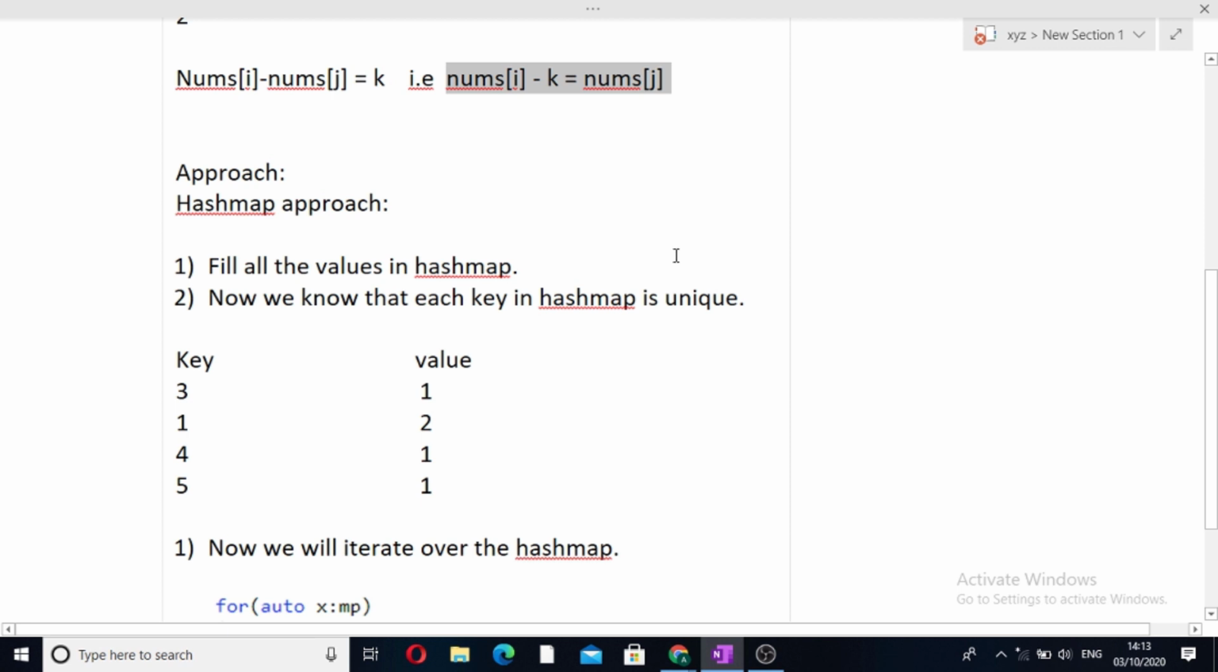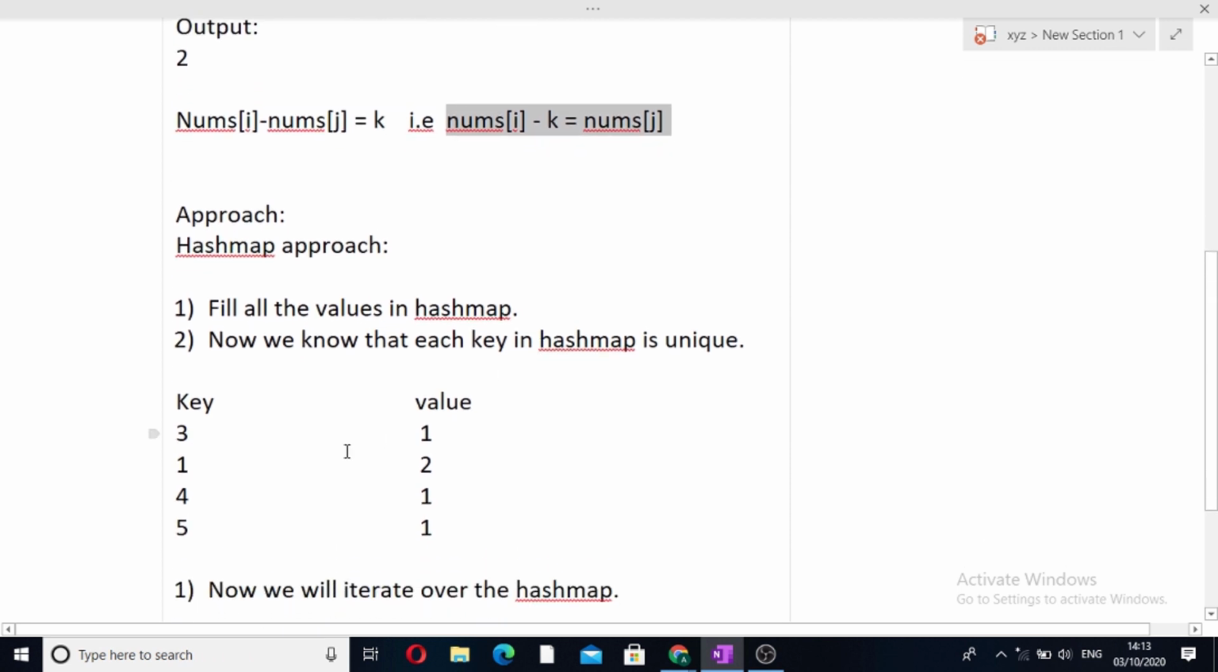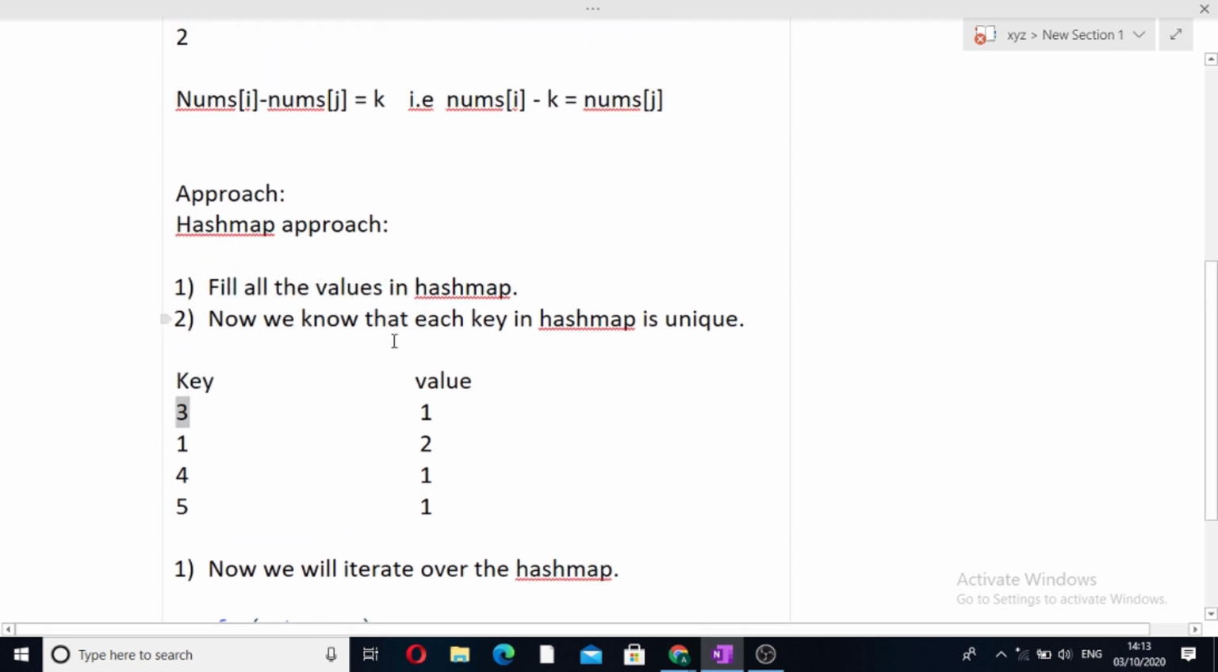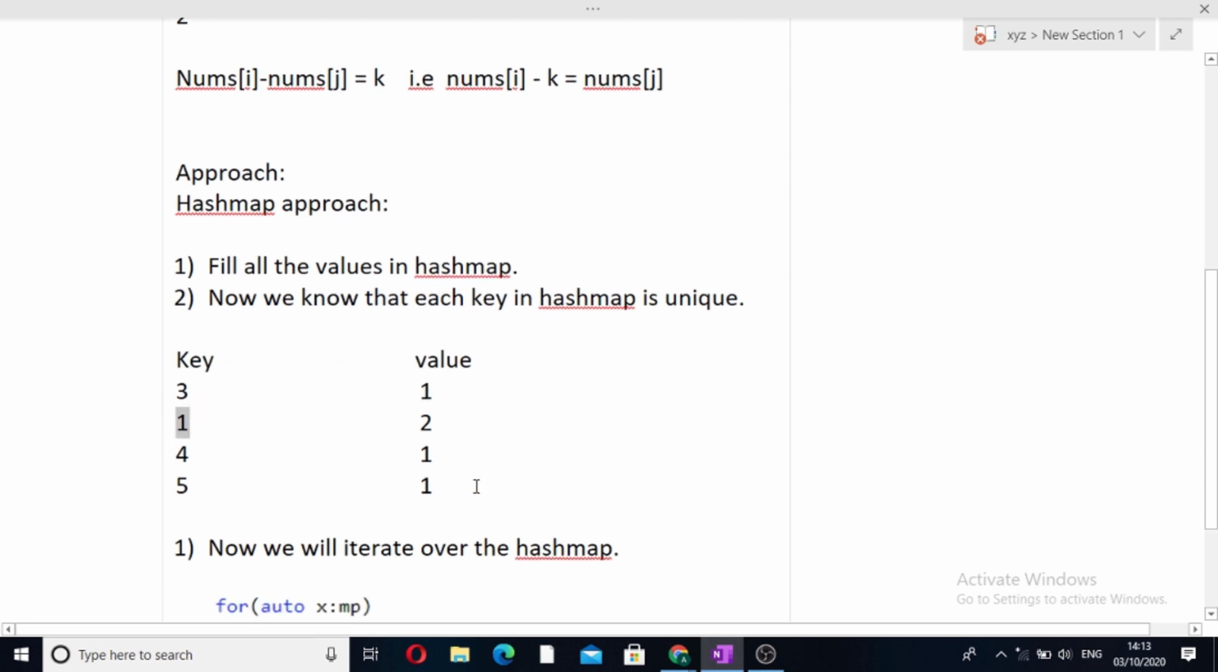Now let's dry run the code, how it will look. So this is the hash map. Now we will iterate over the hash map. So first key is 3 and our k is given as 2. So what we will do, we will find whether 3 minus 2, that is equivalent to 1, exists in the hash map or not. So we can see that 1 exists in the hash map. So this was the case.